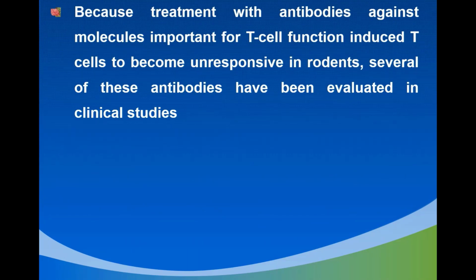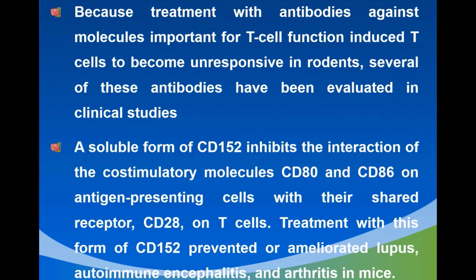Immune modulation: treatment with antibody against molecules important for T cell function induced the T cells to become unresponsive in rodents. Several of these antibodies have been evaluated in clinical studies. A form of CD152 inhibits the interaction of the co-stimulatory molecules CD80 and CD86 on antigen-presenting cells with their shared receptor, CD28, on T cells. Treatment with this form of CD152 prevented or ameliorated lupus, autoimmune encephalitis, and arthritis in mice.